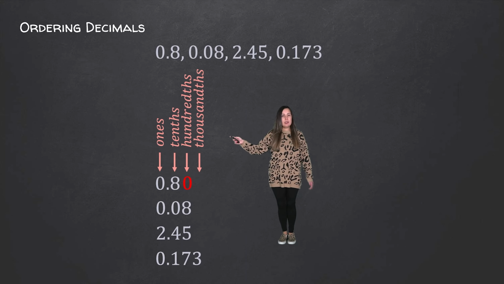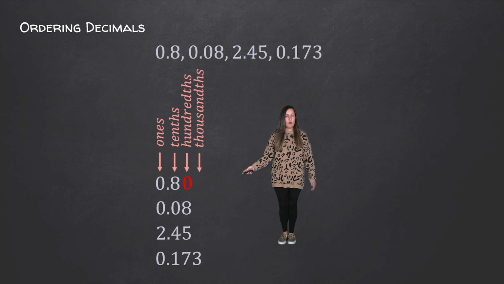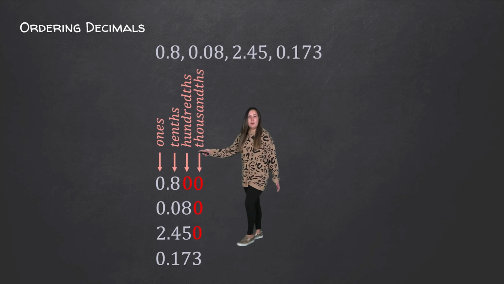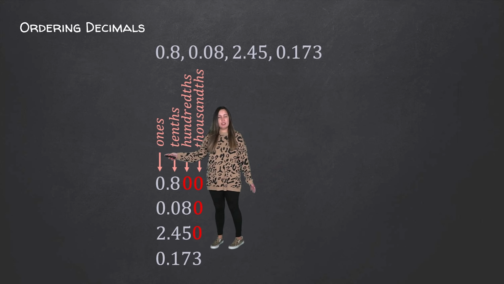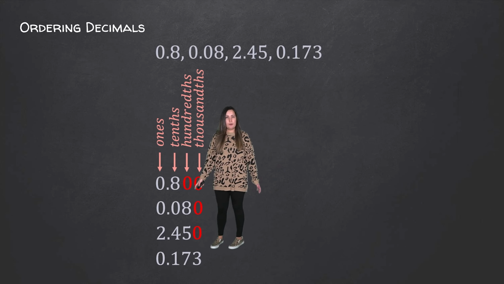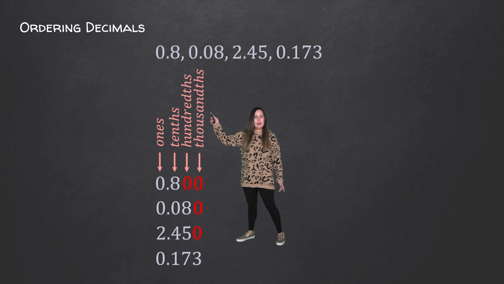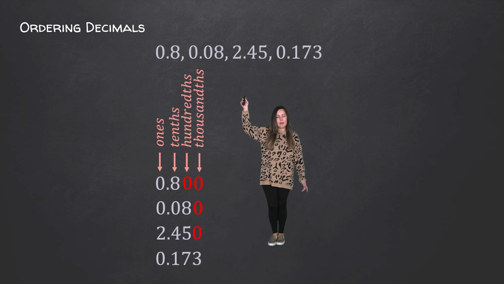Then we have our thousandths place value, and 173 thousandths is the only number that has a digit in the thousandths place, so we're going to add zeros as place value holders. Then we're going to look at the ones place. We have 0, 0, 2, 0. So that automatically makes 2 and 45 hundredths the biggest number because it's the only one that's leading with a 2, while all the other numbers are leading with a 0.